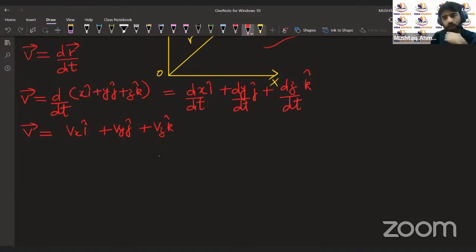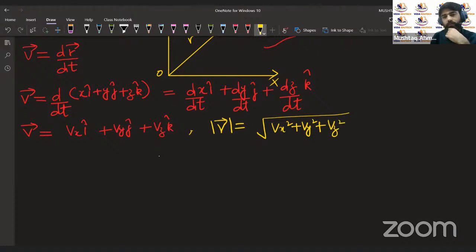And from here, if we have to calculate the modulus of this velocity vector, which means if we have to calculate the speed, speed will be the mod of v, and it will be given as the square root of vx square plus vy square plus vz square. This is how we will calculate the magnitude of the speed of this particle.